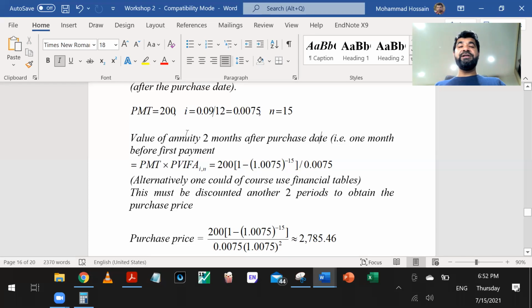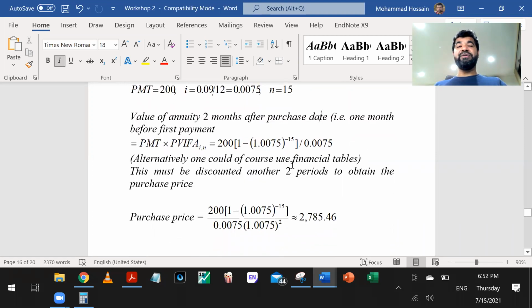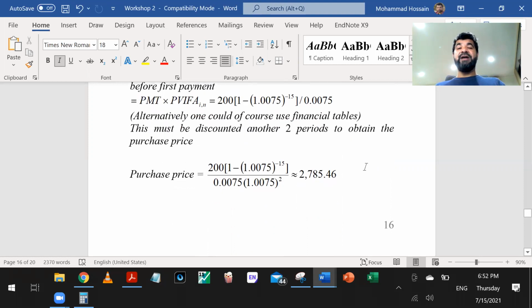So this is the value of the annuity 2 months after the purchase date, 1 month before the first payment. Look here: 200 times 1 minus this. This is the payment, and we're calculating the value at that point. This must be discounted back 2 periods to obtain the purchase price. So how are we going to discount the 2 periods? That's the interesting part.